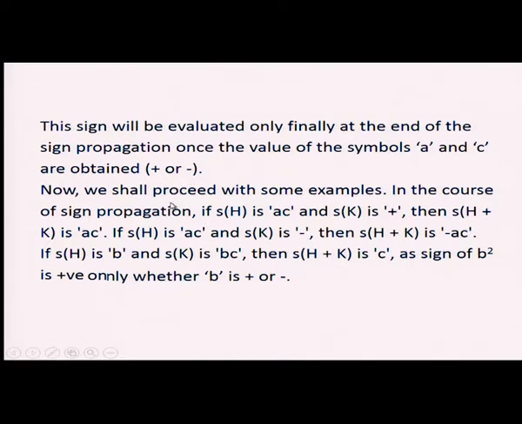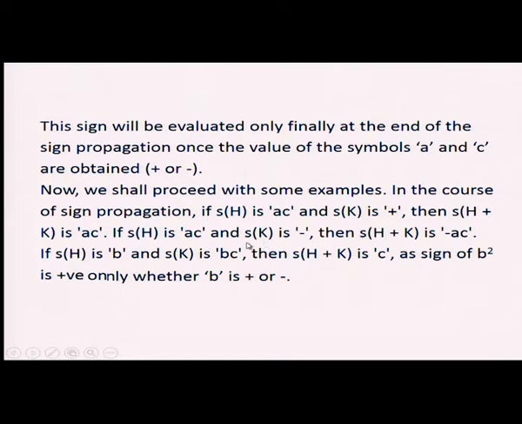Now, we can proceed as such, right. Let us say I have found the sign of H reflection as A C, like a double symbol, product of two symbols, and the sign of K is plus. Therefore, the sign of the reflection H plus K will be A C times plus, which means A C only. Now, let us say the sign of H is A C and the sign of K reflection is minus. You again use the Sayre relation: sign of H plus K is sign of H multiplied by sign of K.